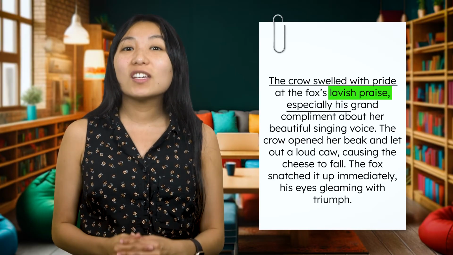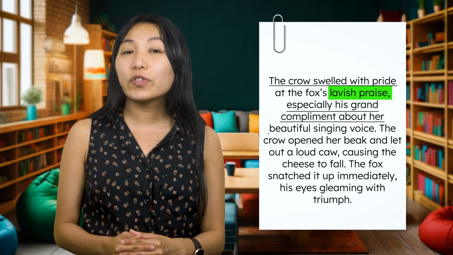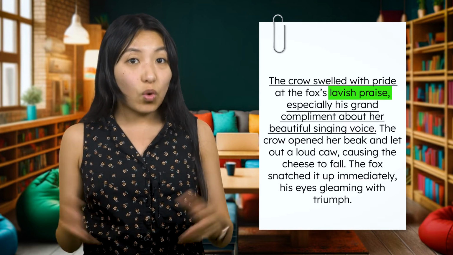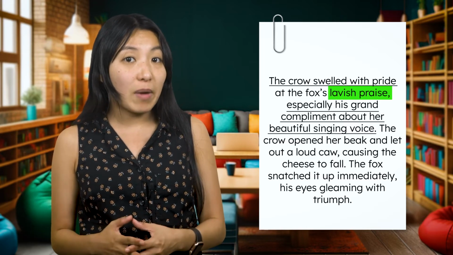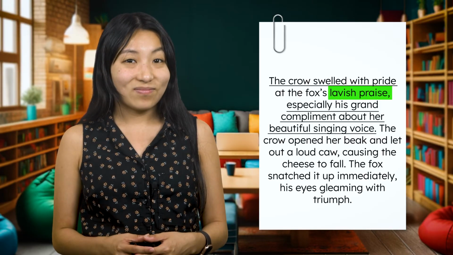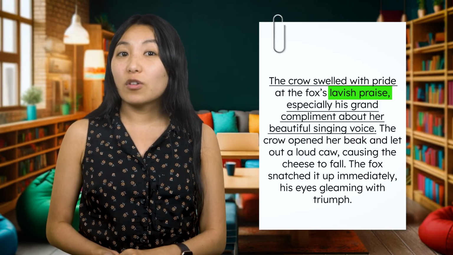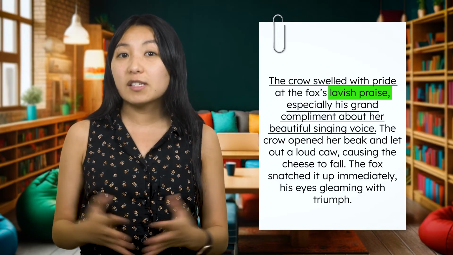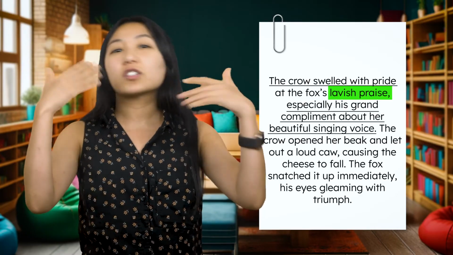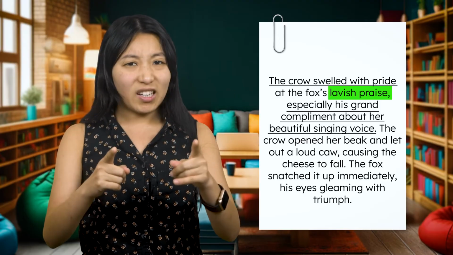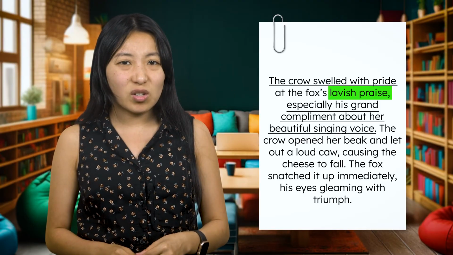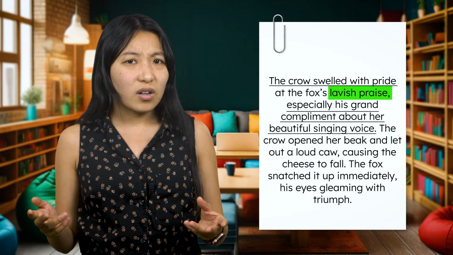Look, especially his grand compliment about her beautiful singing voice. What does the word especially tell us about what's coming next? It shows us an example will follow. So based on all these clues, lavish praise means giving someone lots of over-the-top compliments. But this one's a bit tricky, so how can we be sure?